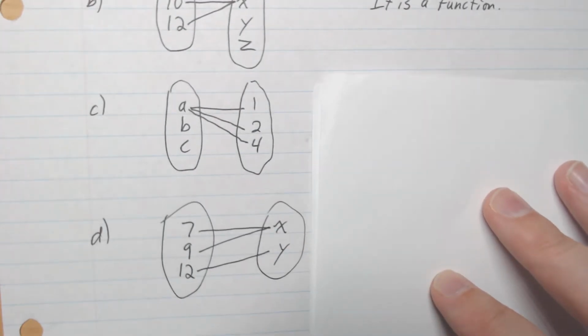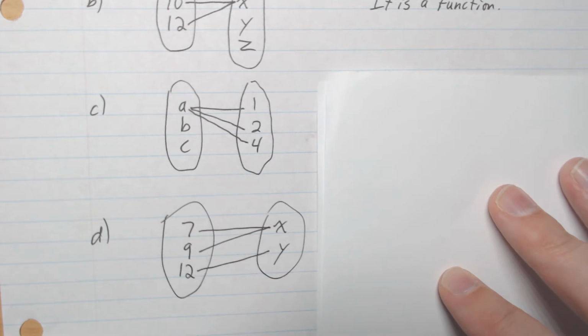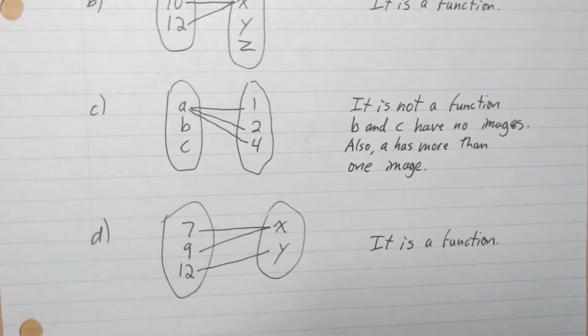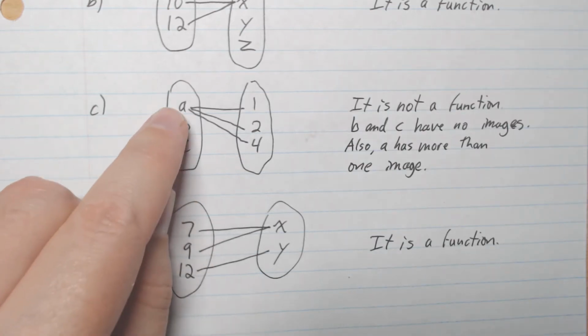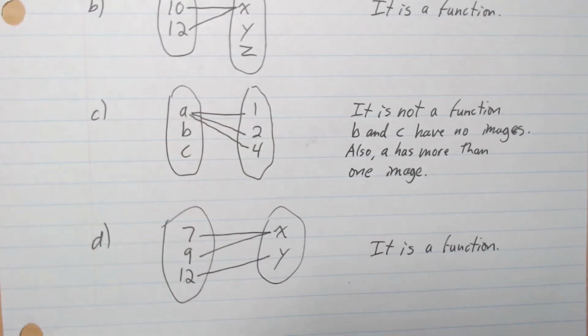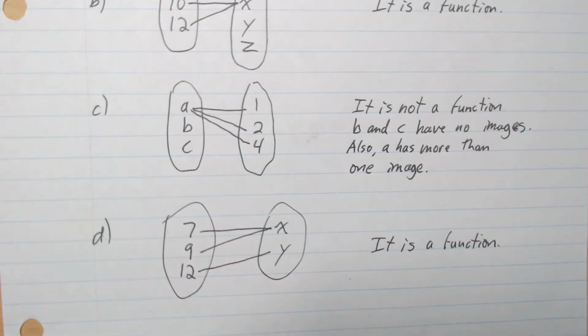Okay, C and D, go ahead and pause the video. Same question. Which relations are functions? Okay, so C is not a function because A is being sent to multiple images. Also, B and C have no image. And D, it is a function.